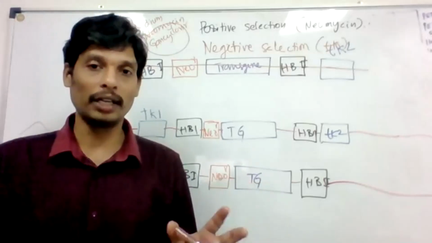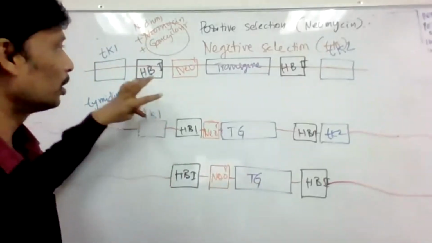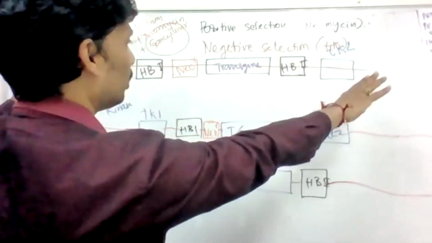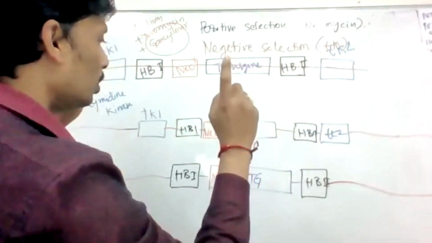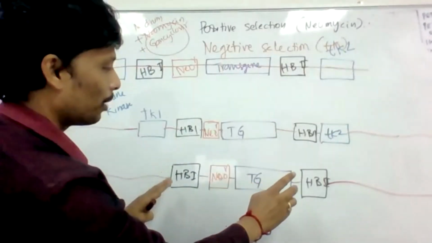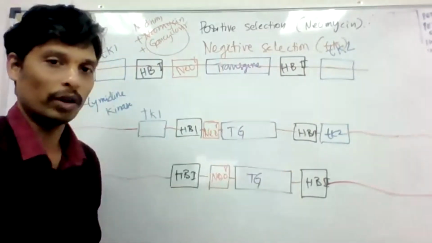When it is incorporated due to the homologous recombination, only this region will be incorporated. This region will not get incorporated. So only the cells which have homologous recombination will survive. That is what we want.